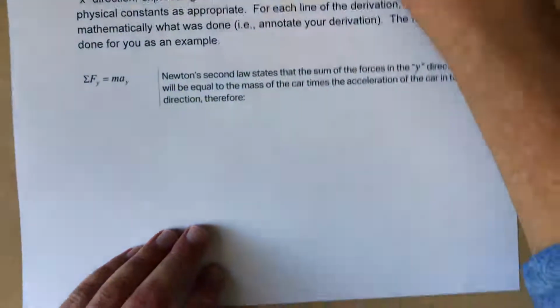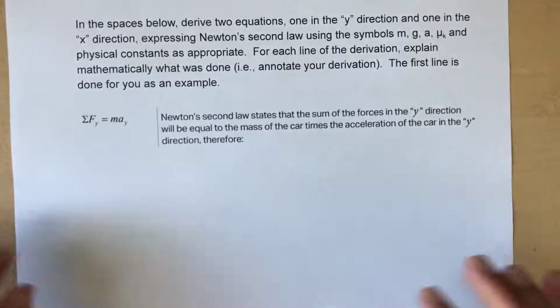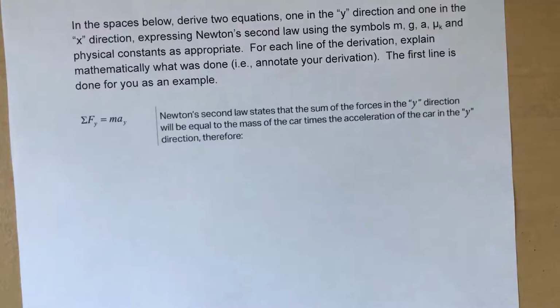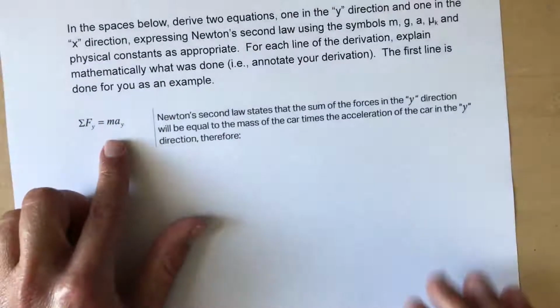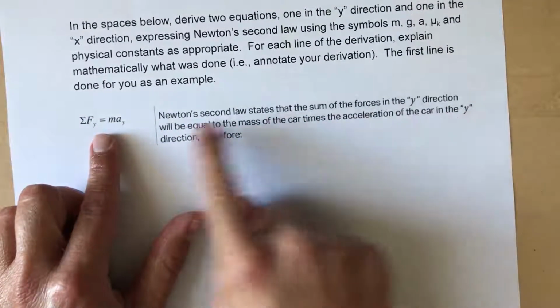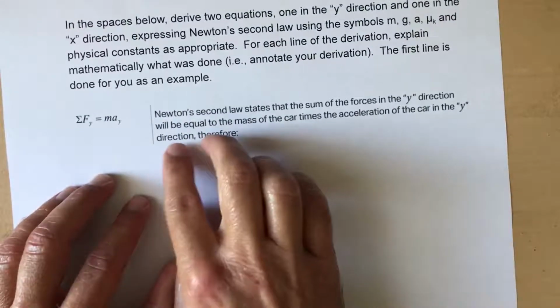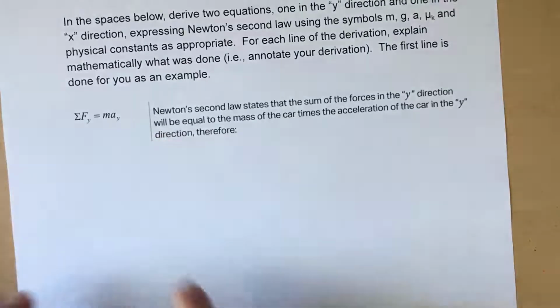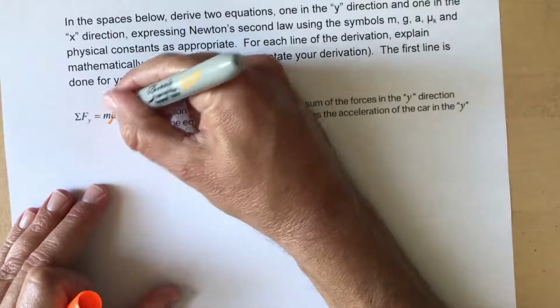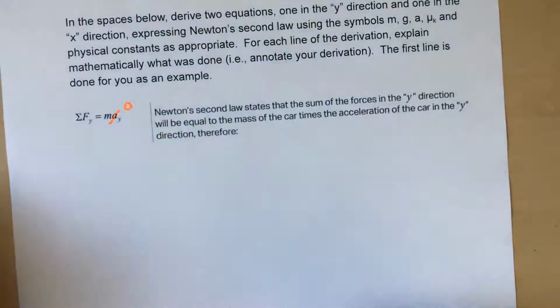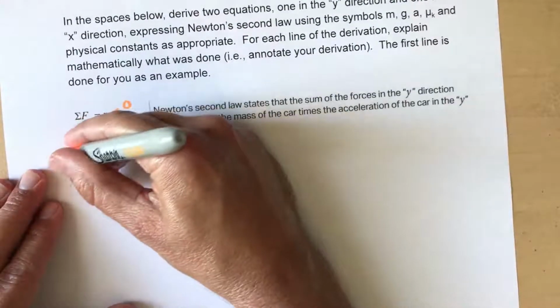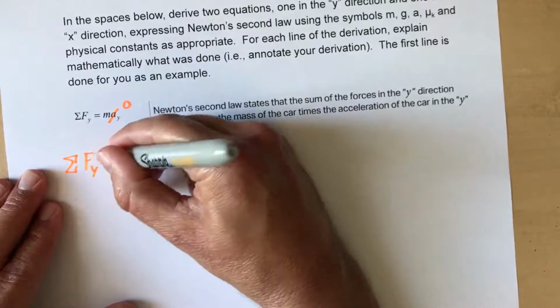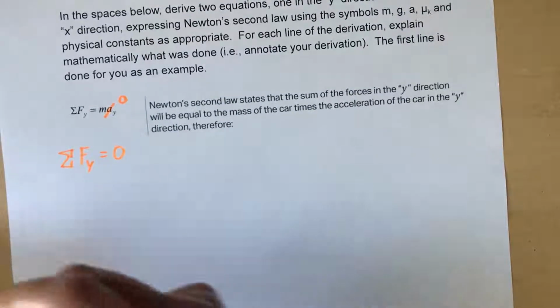They want us to write two different Newton's second law equations, one for the vertical and one for the horizontal. So let's start those. They've started us on the vertical one, and they want you to say an explanation too. I'm just going to say it. That the sum of the forces in the y direction is the mass times the acceleration in the y direction. I'm going to add here that we know there is no acceleration in the y direction. So we can write this, that the sum of the forces in the y direction must equal 0.